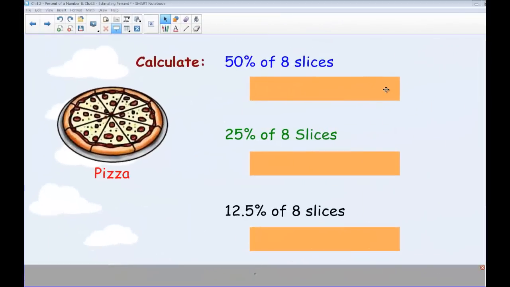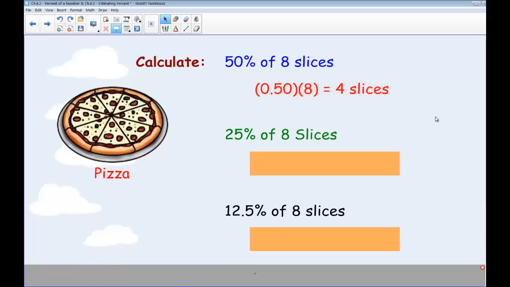Okay, now just like the previous question on the previous slide, to calculate 50% of 8 slices, you would simply take the 50%, convert that into a decimal format, which is 0.5, then multiply by the 8 slices. So therefore 50% of 8 slices is 4 slices. For 25% of 8 slices, you would take 25%, convert that to 0.25 as a decimal, multiply that by the 8 slices, and it would work out to be 2 slices.